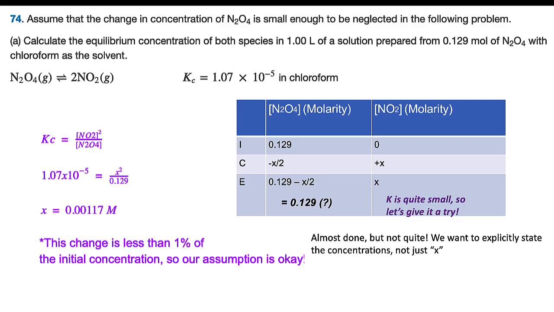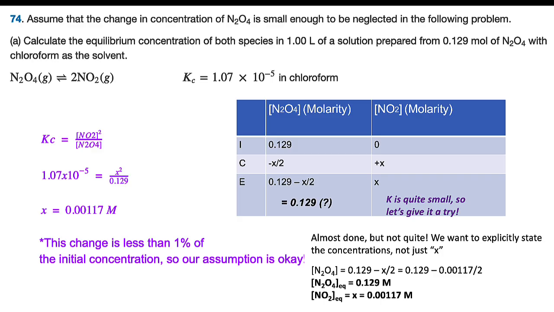We're almost done. X is defined by us. We need the concentrations that are relevant in the end, not X, so we want to plug our X back in and get our result. Right, N2O4 is 0.129 minus X over 2, which is very much the same as 0.129. And for the NO2, we said it was equal to X, so let's explicitly say what its concentration is. We're being asked to solve for the equilibrium concentrations, and here they are.